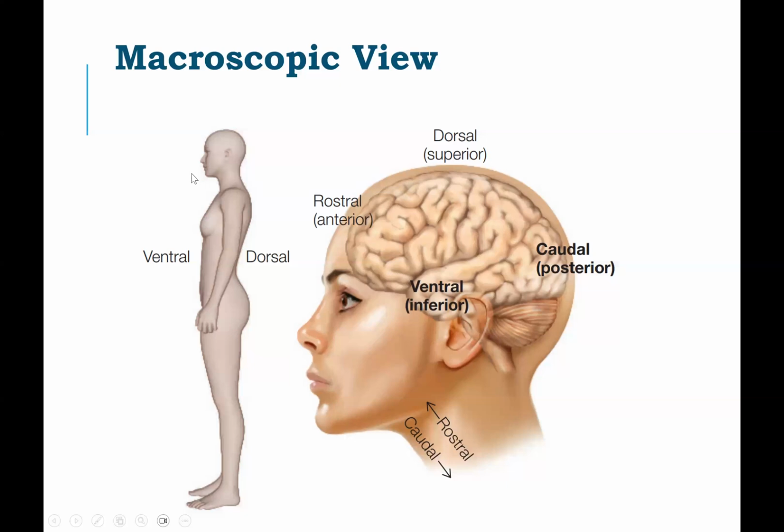And then dorsally, which is the back and above. So this is just a macroscopic view. As I said, you do not have to worry about these terms. So I'm not going to ask you what they mean or which part of the brain refers to this or refers to that. It's just have an idea of what different organizations are.